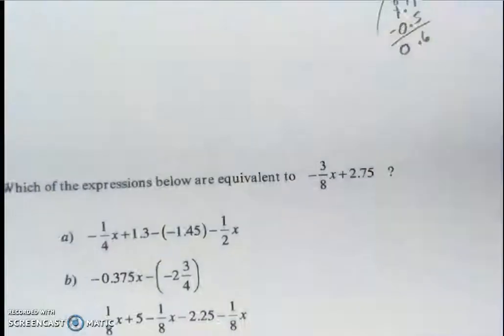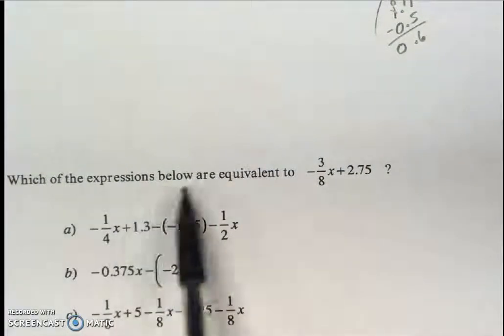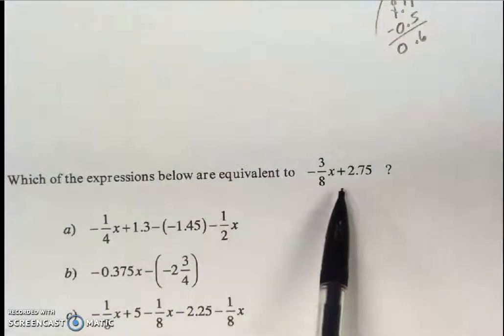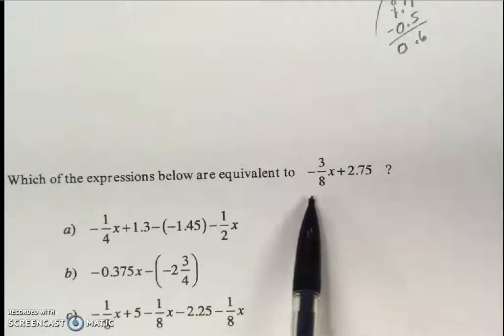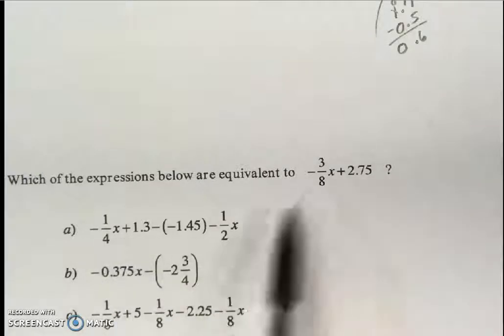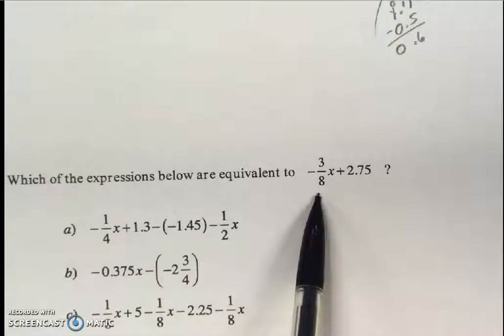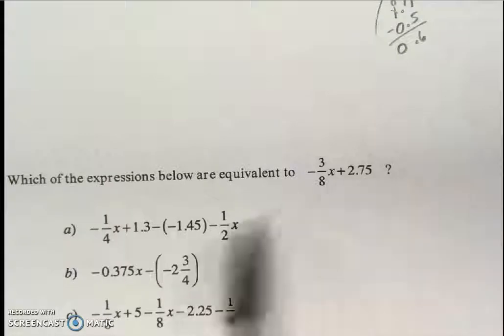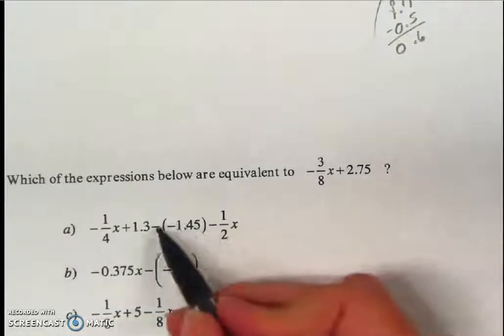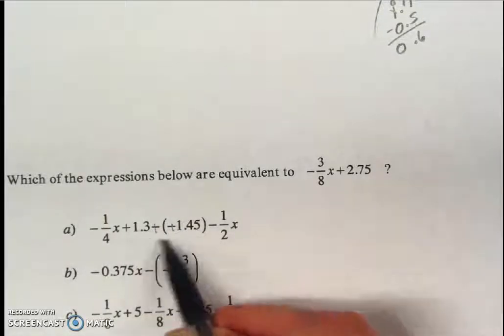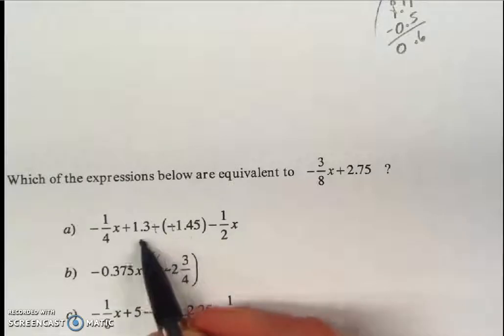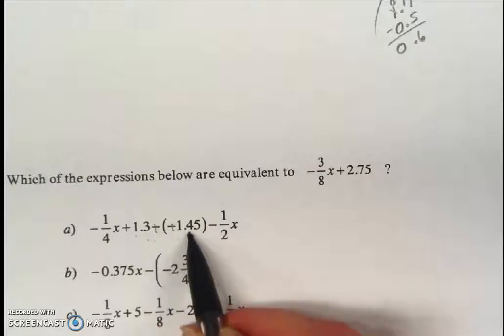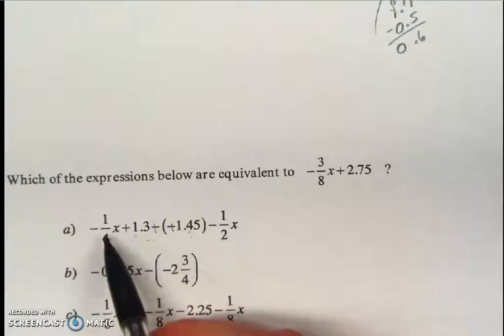All right, let's go ahead and look at this very last one. Which of the expressions below are equivalent to this? All right, so I have to see which ones have variable terms that will add up to negative 3/8, which ones have constants that will add up to 2.75, positive. So let's check this one. If I add the opposite here, I know my constants would work out. Those work out to 2.75 because 1 and 1 is 2. 3 would be added to the 4, that's 7. So constants work out. Let's check the fractions.